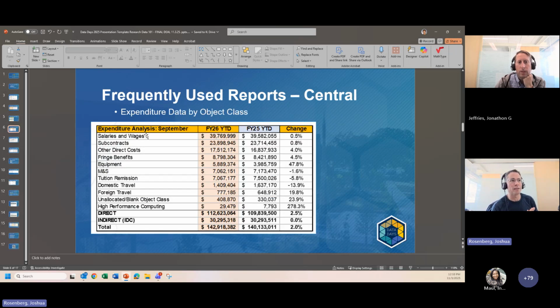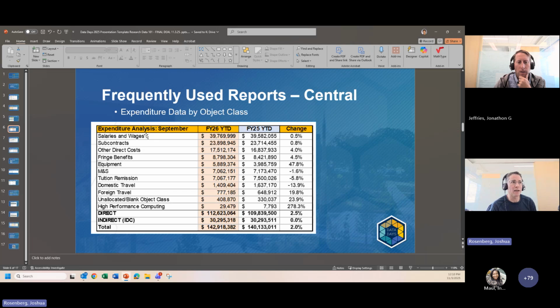So, expenditure data by object class. This is very relevant for us in our grants and contracts world because we really like to get a feel for what's happening in these object classes year over year. You can obviously tell by looking at this that our big two categories are salaries and wages and subcontracts. That represents a massive portion of total expenditures, as does indirect cost down at the bottom.